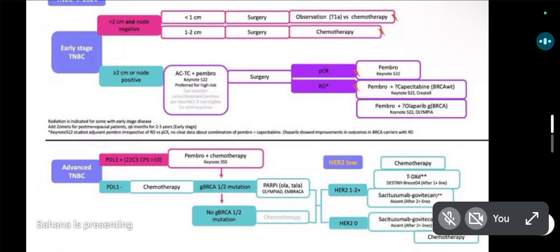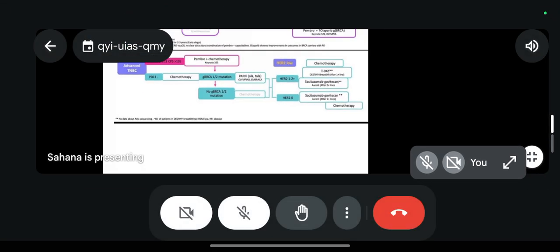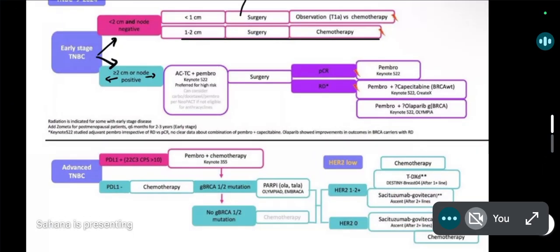Two centimeter. Okay, they have divided early stage into node positive or more than 2 centimeter, or low risk group, that is less than 2 centimeter, node negative. Here, whom do you give? Okay, here anyway you have to do upfront surgery only, no? In less than 2 centimeter, it is upfront surgery.